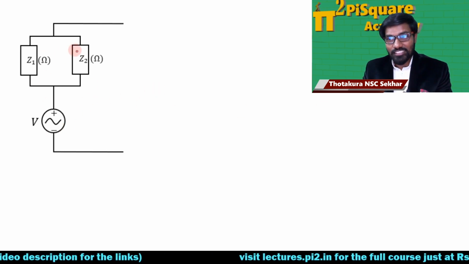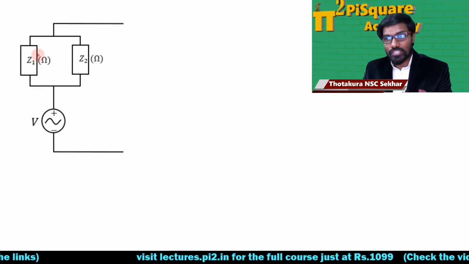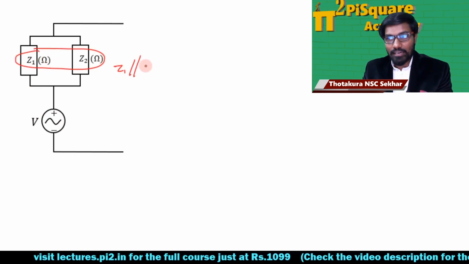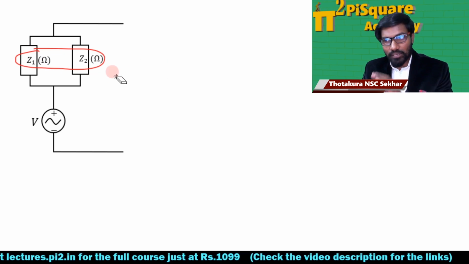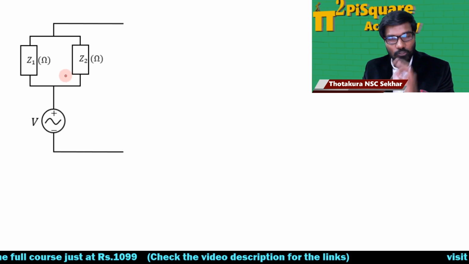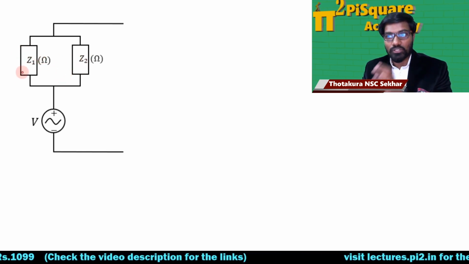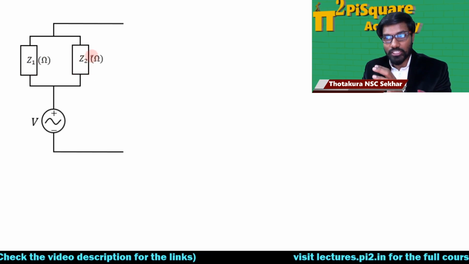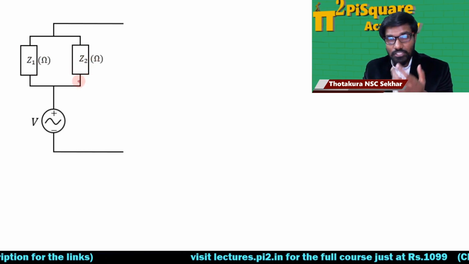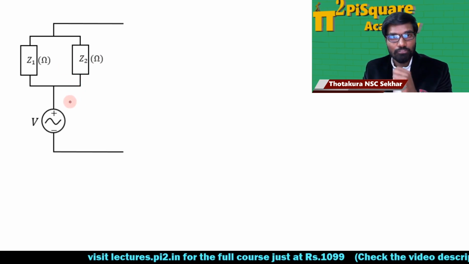What if we want to go for source transformation? Of course, you can do these two in parallel, Z1 parallel with Z2, you can do it, but that's one way. We have no objections with that, we can go with that, but I want to keep them different. I want to keep Z1 as it is, I want to keep Z2 as it is, because in case of parallel operation of transformers, or maybe parallel operation of synchronous machines, this will be helpful for electrical students.